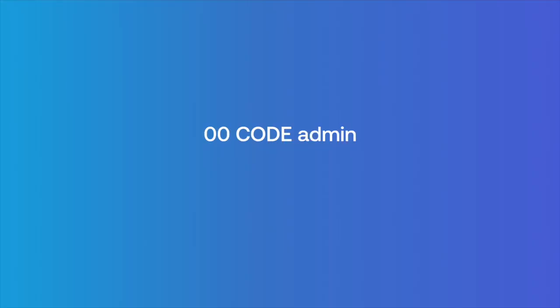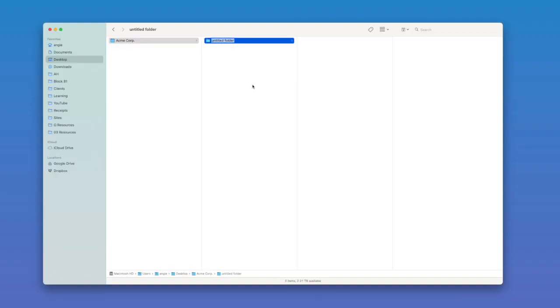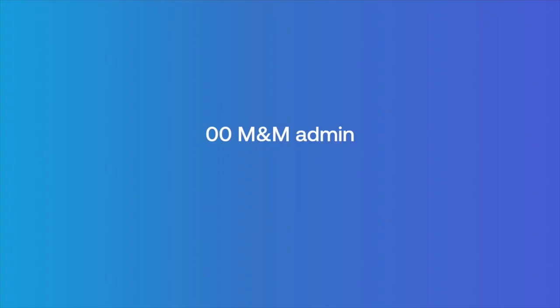All right, the admin folder gets labeled like so, 00 client code admin. So for Acme Corp, the folder is 00 ACME admin. The 00 is to keep this folder at the very top above all project folders. You'll notice that I put ACME in all caps, and that's the client code or the abbreviation for the client that I came up with for this example. If the company was called Mitch and Murray, I might use M&M as the client code. My general guideline is to keep the client code between 3 and 5 characters, with 5 being used as rarely as possible. 4 is ideal.